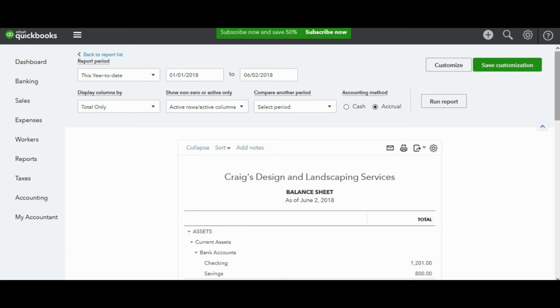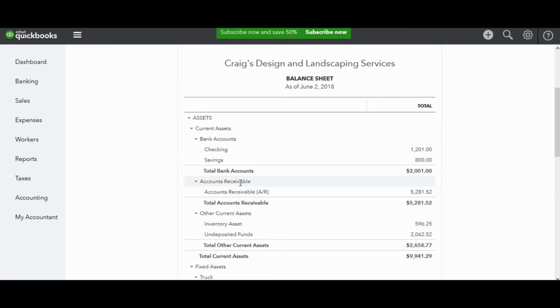Now, when we're looking at this financial report, you can see that we also have accounting methods. So we have cash and accrual. Now, in most cases, businesses work to accrual, but I want to explain what these are and why you would switch in between the two. So if we're looking at accrual, it's looking at anything that we owe and that other people owe us. So these accounts receivable and accounts payable are a good example of that.